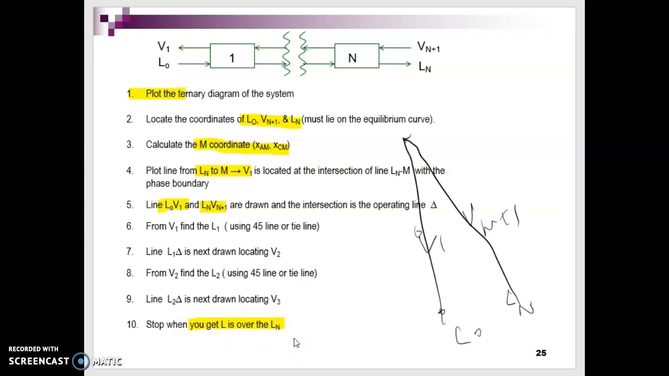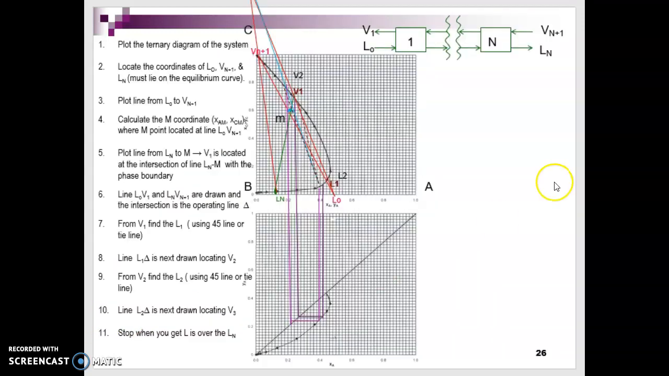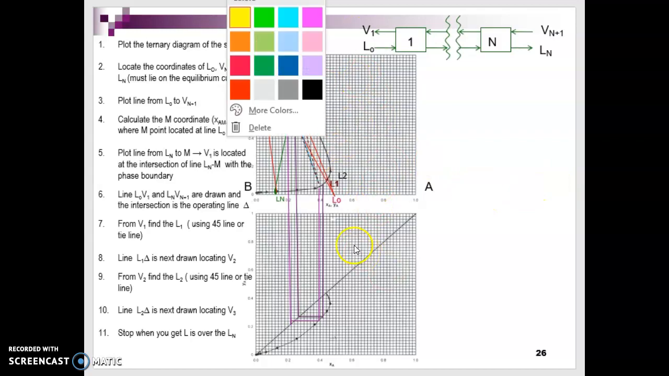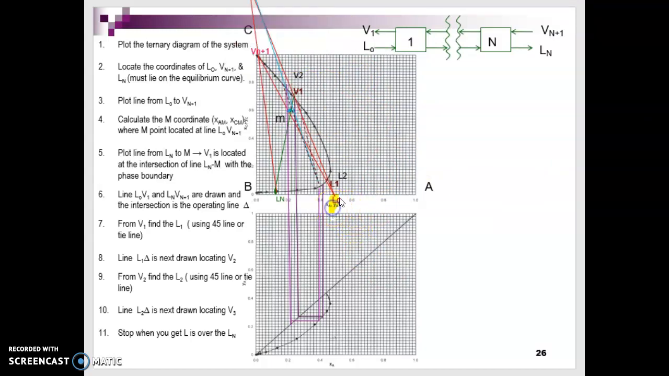I think you cannot see this step, so we go to the graph. So this is the graph. The first step is you need to locate your L naught, your Vm plus 1, and also your M and Ln. The mistake that students make is putting the Ln on this line. Cannot. It must touch your boundary.